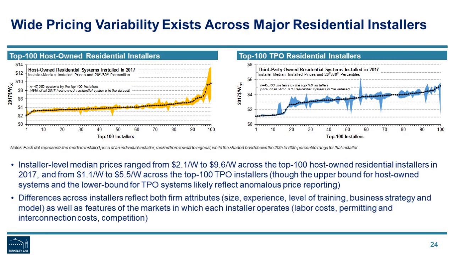So we'll take a momentary break from bar graphs and look at how pricing varies across individual installers. And what we've done here is take the 100 installers with the most host-owned systems in 2017. Those are on the left, and the 100 installers with the most residential TPO systems in 2017. Those are on the right. And then for each of those installers, we show their median price. Those are the dots, and the percentile range. Those are the shaded areas.